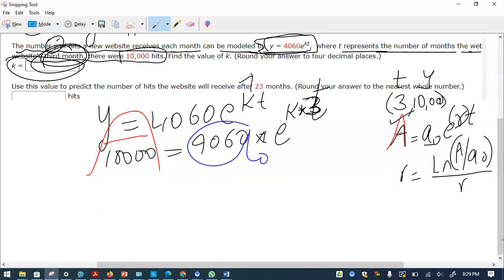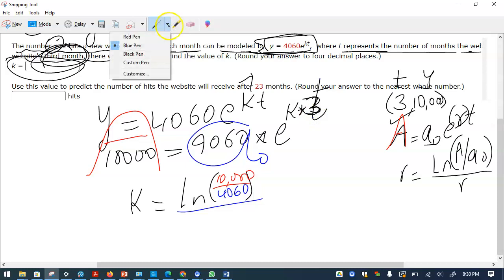So all you can do is directly write, you want to figure out what is k. So k is ln of the red A, that is the 10,000, and then divided by A naught, that is 4060, and this whole thing divided by the black 3. And you put it in the calculator. Let's see what we get there.